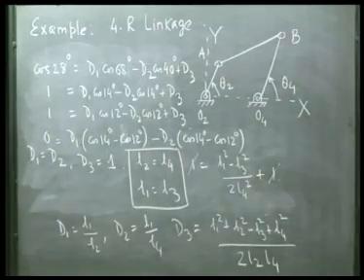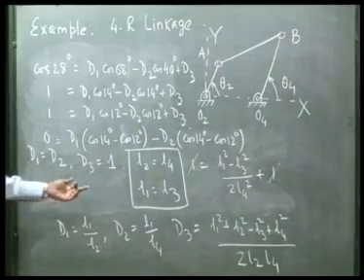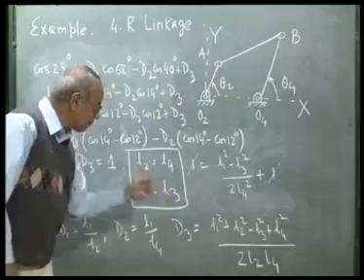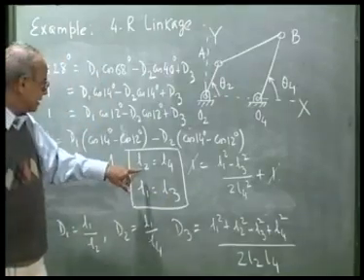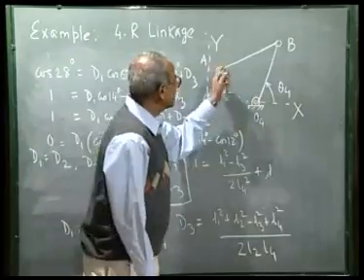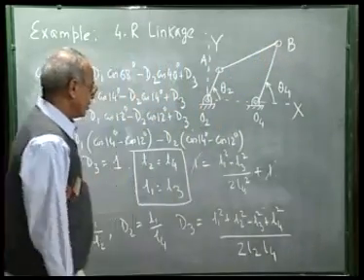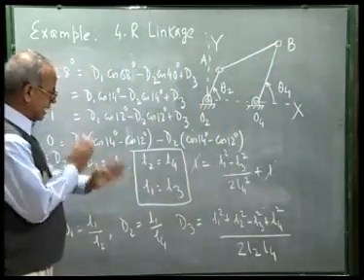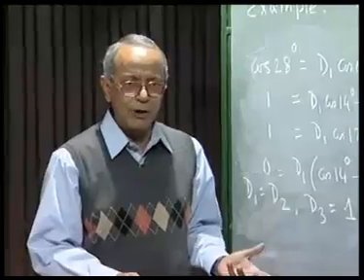So, the final mechanism has come out to be that the fixed length is equal to the coupler length and the crank length is equal to the follower length. That means two opposite link lengths are equal, which means it can be either a parallelogram or an anti-parallelogram.